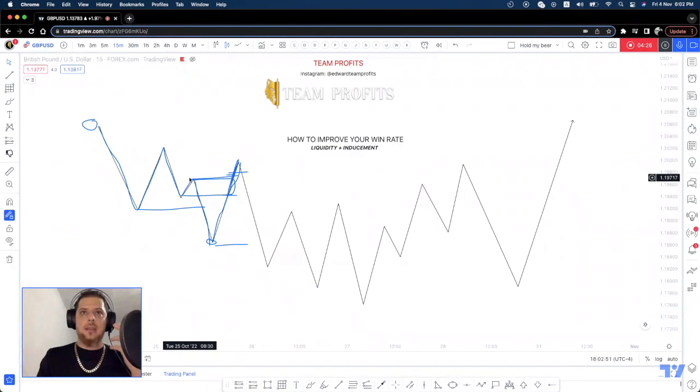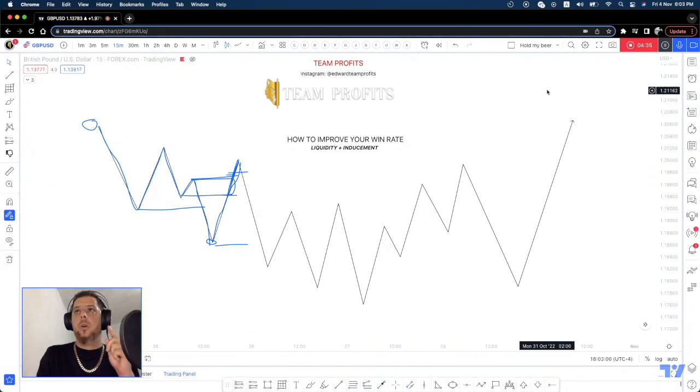And at the end of the day, this inducement right here is liquidity, it's money, right? The market is taking money. That's why liquidity and inducement is basically the same thing. But look how it works, right?